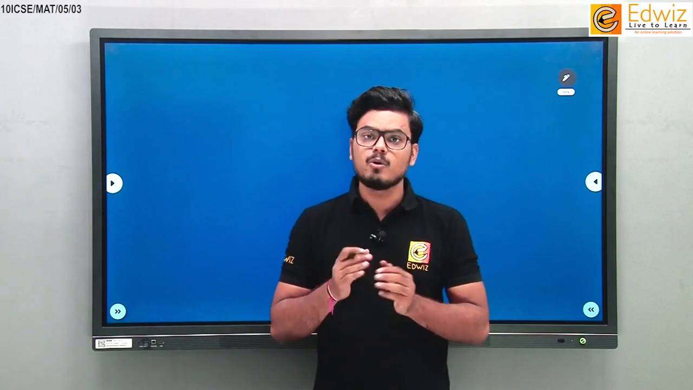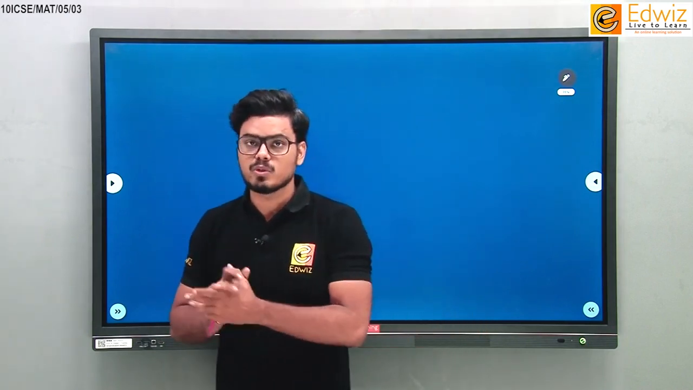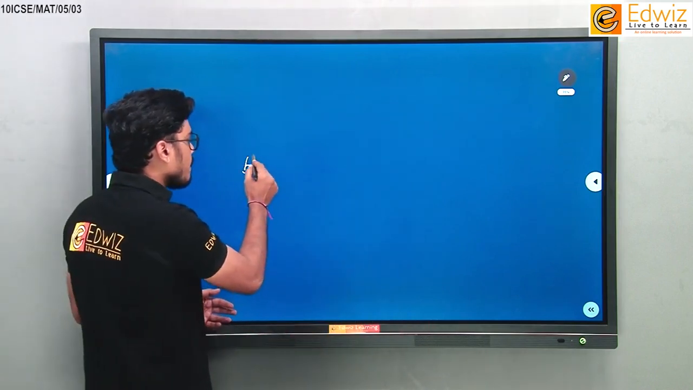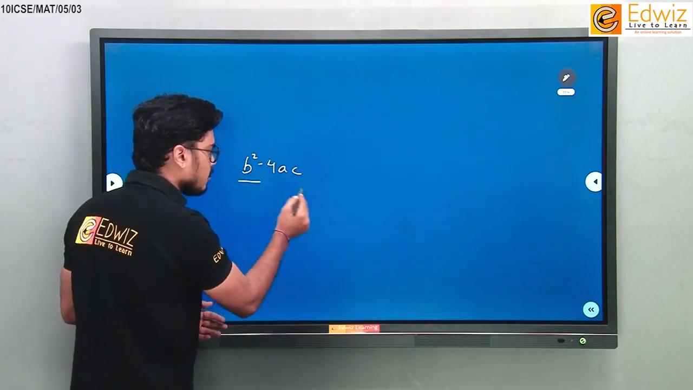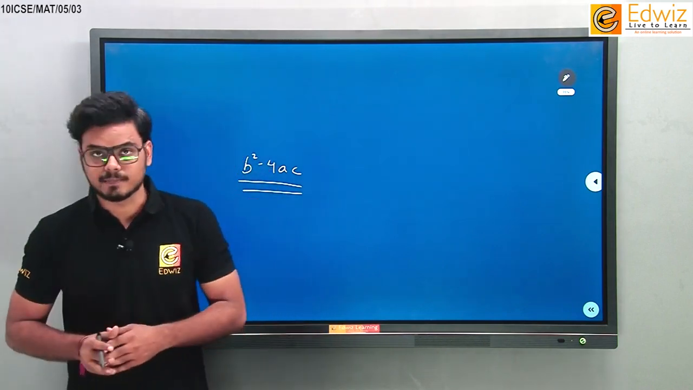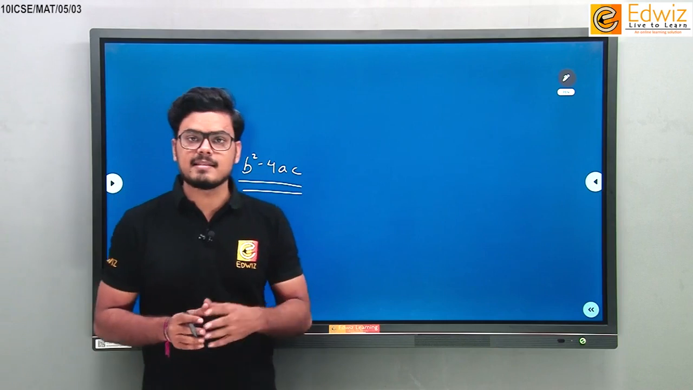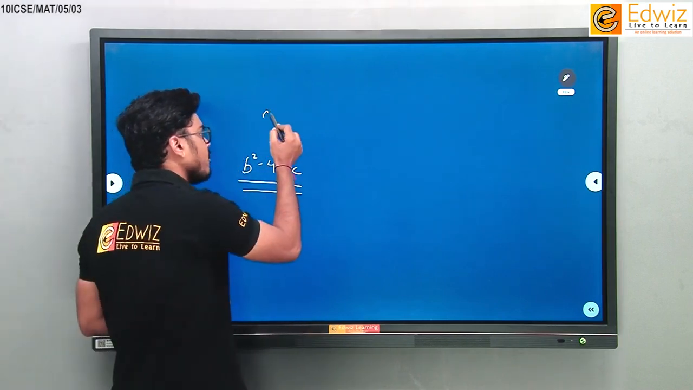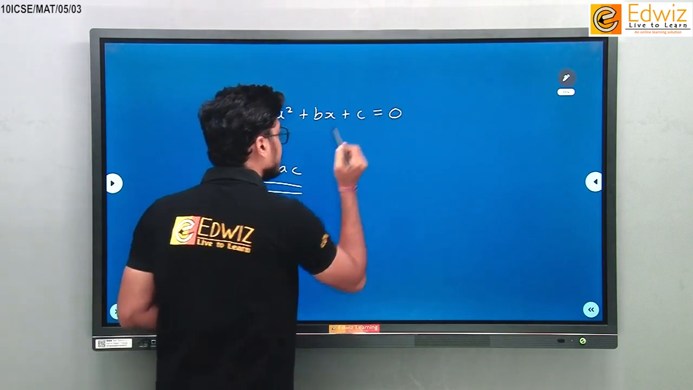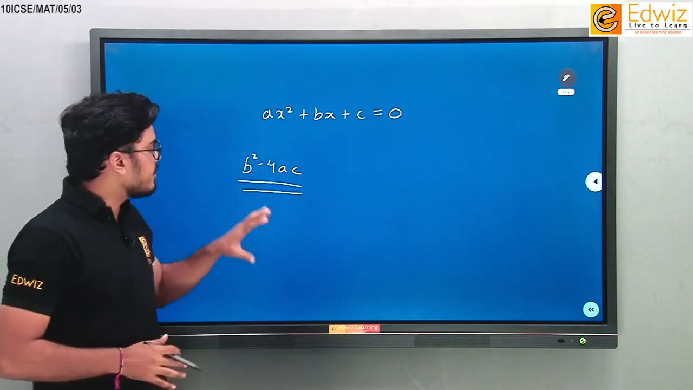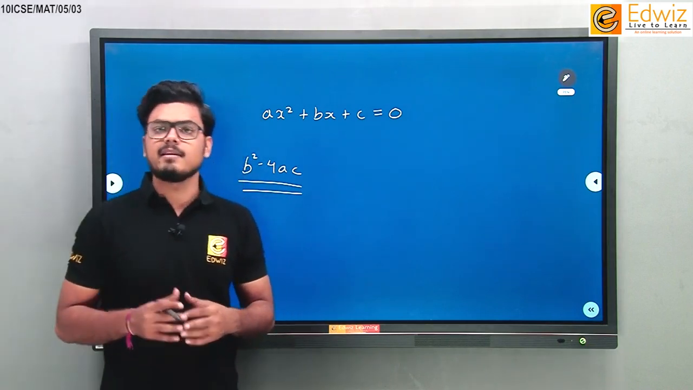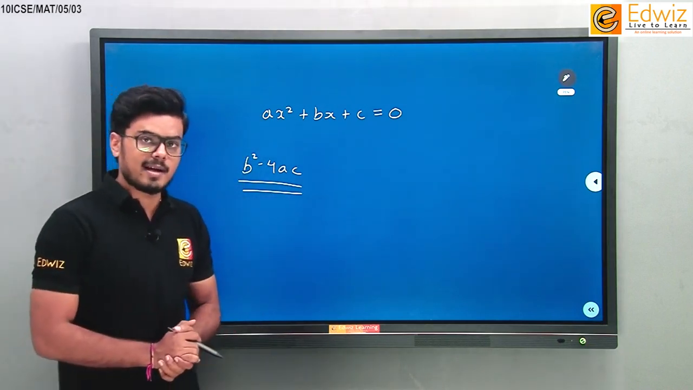After that, we studied how to identify the nature of the roots of a quadratic equation based on the value b square minus 4ac, which is also known as the discriminant of a quadratic equation. Now, what are this b, a and c? They come from the standard form of the quadratic equation, which is ax square plus bx plus c equal to 0. Okay? Based on this, we saw how b square minus 4ac helps us determine the nature of the roots of a quadratic equation.